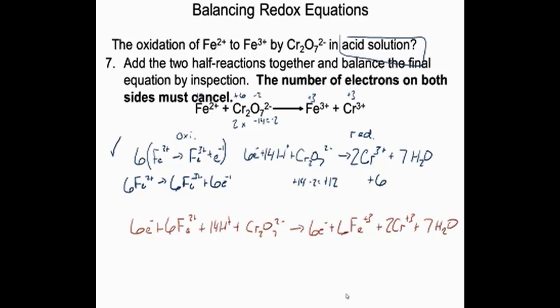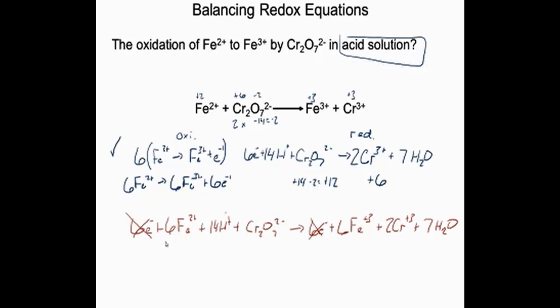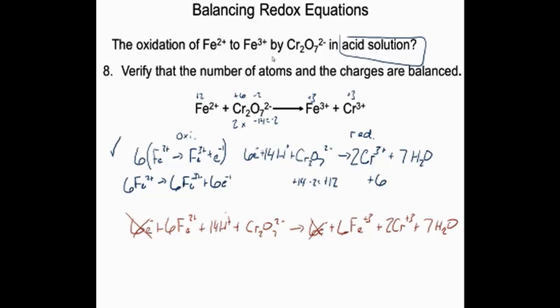Alright, so now we need to go back and make sure everything is balanced. Well, the first thing we can see is we have 6 electrons, 6 electrons. These end up canceling, so we're going to ignore those, or just cross them out. And then lastly, we need to verify that the number of atoms and charges are balanced. So we have 6 Fe's, we have 6 Fe's, we have 14 H's, we have 14 H's, we have 2 Cr's, we have 2 Cr's, we have 7 O's, we have 7 O's.